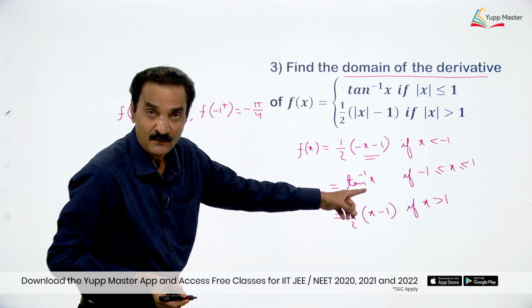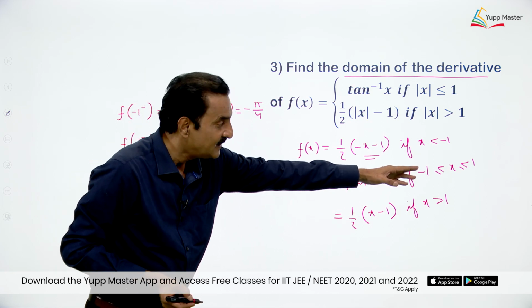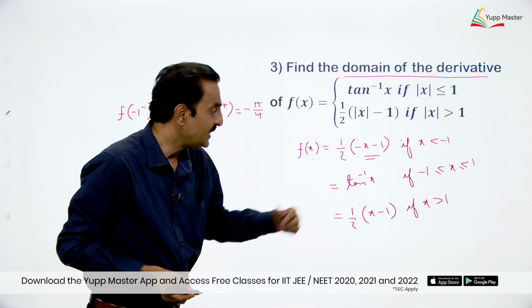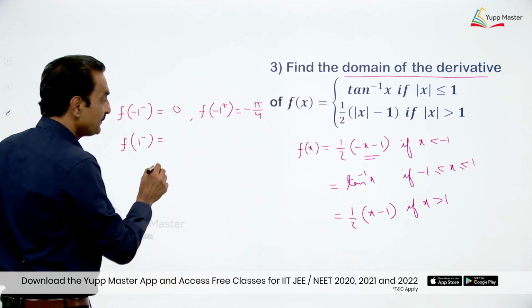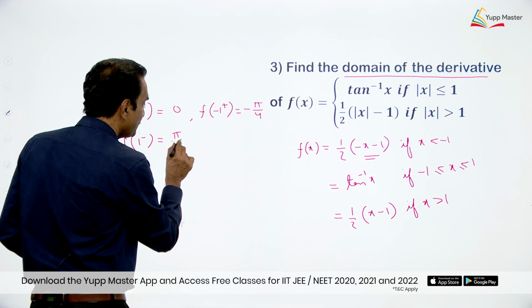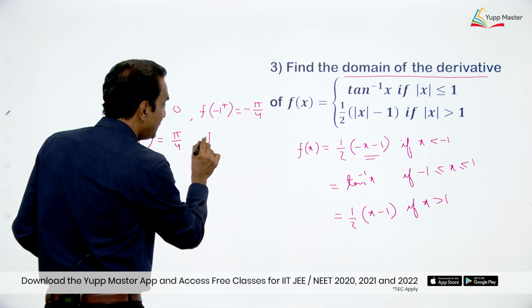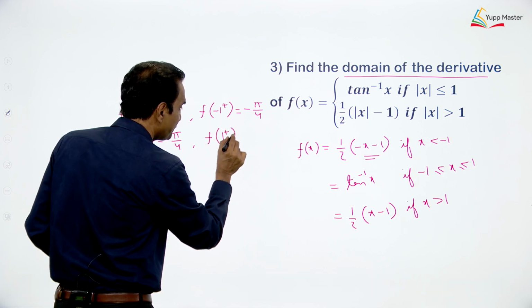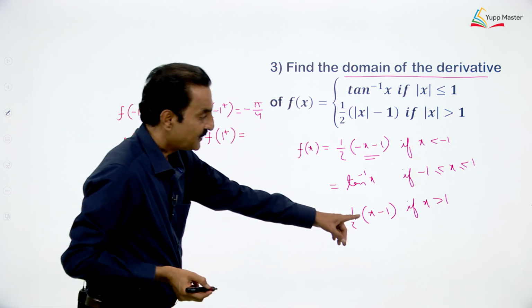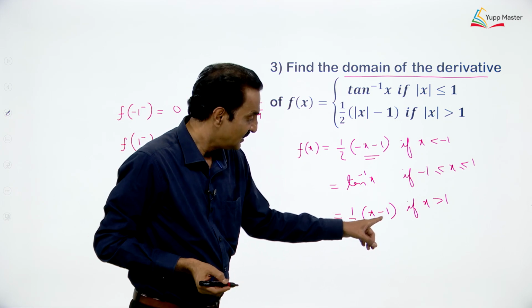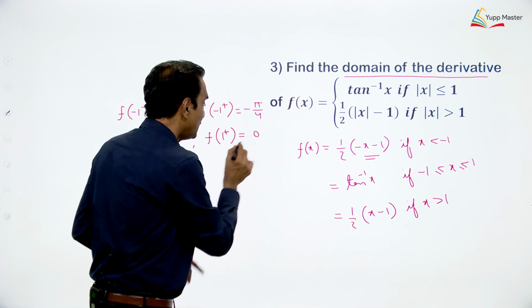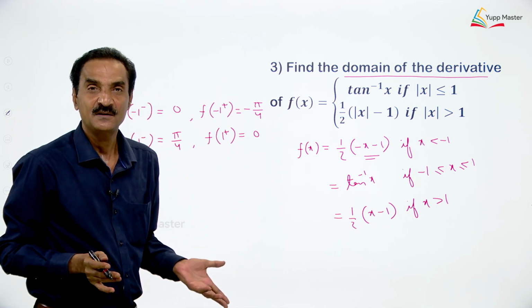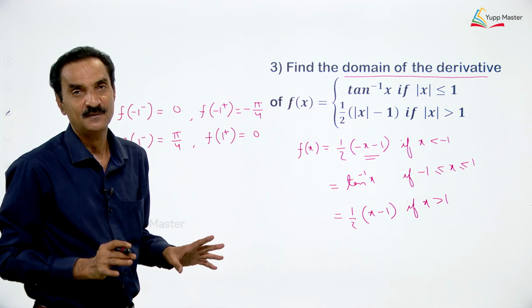Substitute x is equal to 1 in the left hand side definition. When x is just less than 1, we have to take this definition. Putting x is equal to 1, what are you getting? Tan inverse 1, pi by 4, and right hand limit f of 1 plus, we have to substitute x is equal to 1 here. How much are you getting? 0. These two are not equal. So, it is not differentiable. It is discontinuous, hence not differentiable.